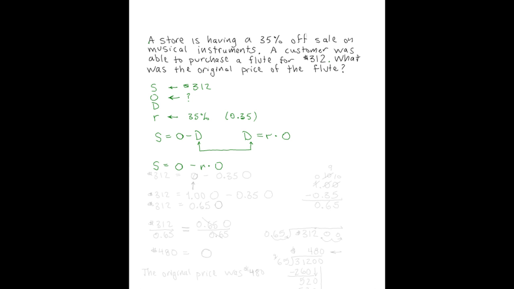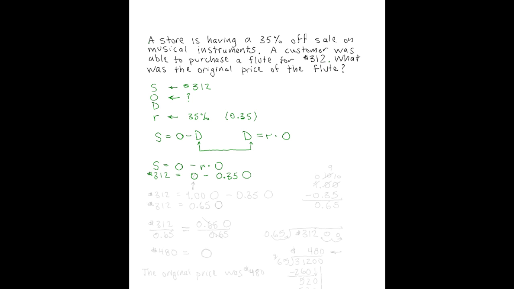So let's go ahead and plug in what we know. S is 312. That equals O minus R, which is 0.35 times O. Now we'd like to be able to combine our like terms here. Our like terms are the terms that have the O in them. Remember that O is our variable. To do that, we have to figure out what the coefficients are. That makes this a little bit tricky. And with this, we now move into step 3. Step 3 is to solve the equation.